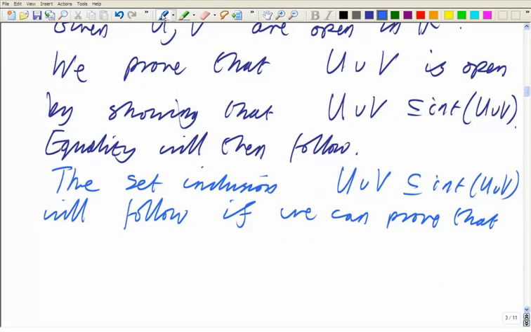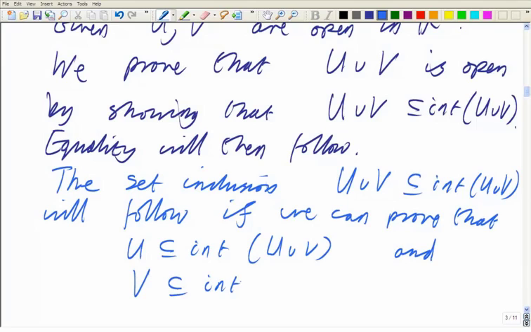This is not the only proof, by the way, and if you look at the notes from last year, you'll find a completely different proof. It's enough to prove that U is contained in the interior of U union V and that V is contained in the interior of U union V. If you have two sets both being a subset of the same set, then their union is also a subset of that set. So that will do it, if we could do it.